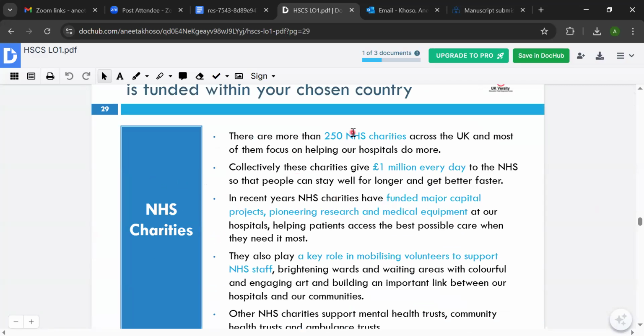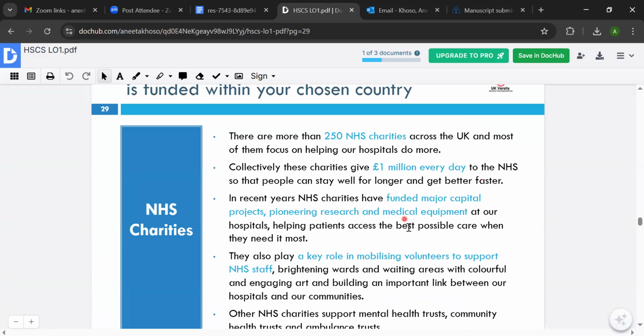NHS relies on charities as well. So 250 NHS charities work across the UK. Most of them focus on helping hospitals to do more. And collectively, these charities give around 1 million every day to the NHS. So that is why we see so many charities going on here.